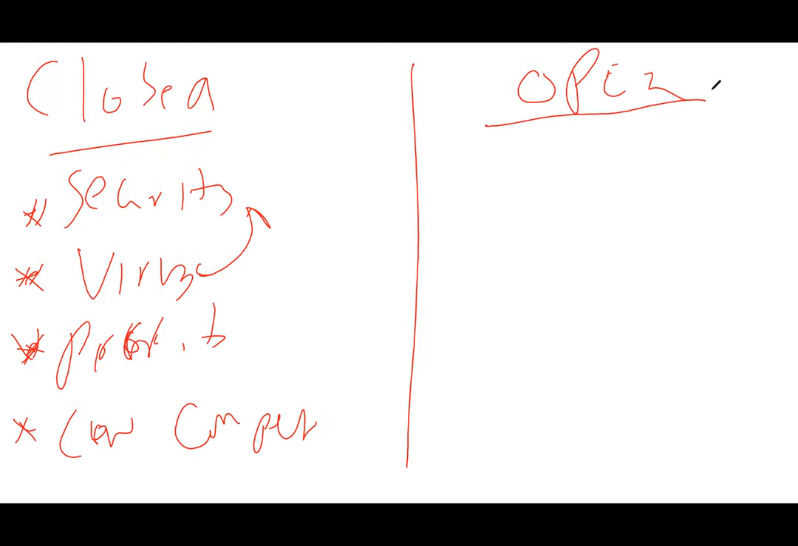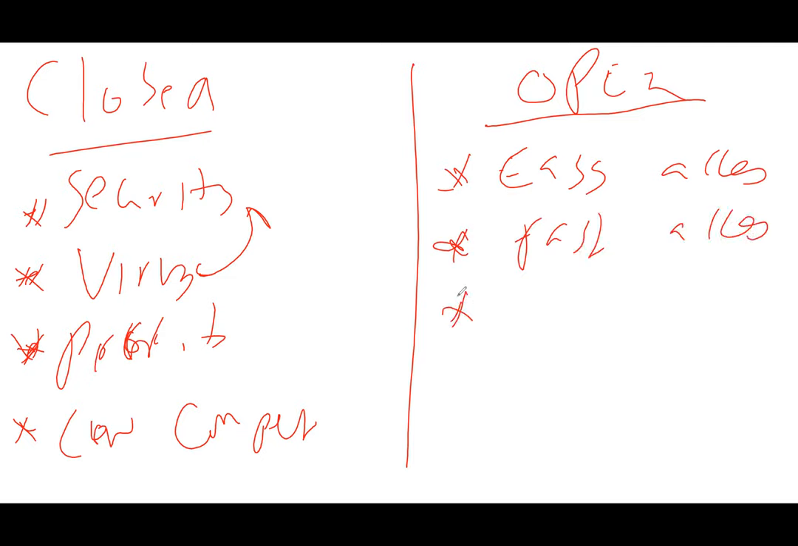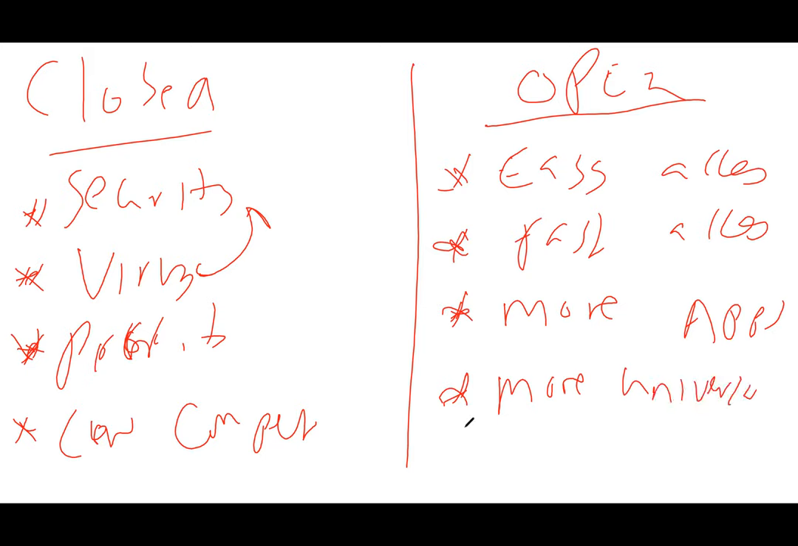Okay, what about open source? What are some of the good things about open source? Now is where I'm making you guys think. Easy access. Somebody says fast access. And also you can get a lot of apps or download things from it. More apps. It's more universal. It's open for everyone. Someone says free. That was the one I was looking for. Free. With Microsoft you have to pay, and with iOS you have to pay, but Android, open source, is free.